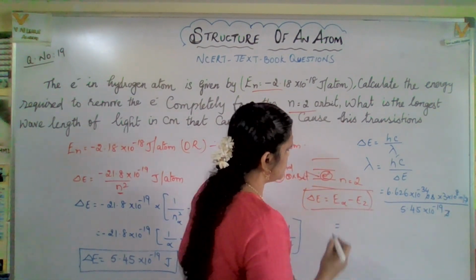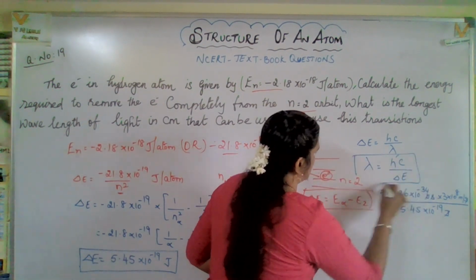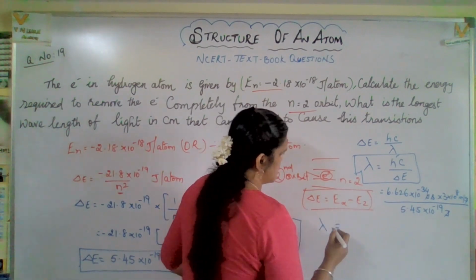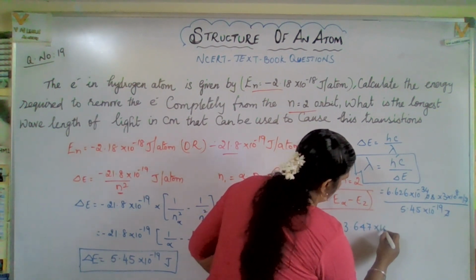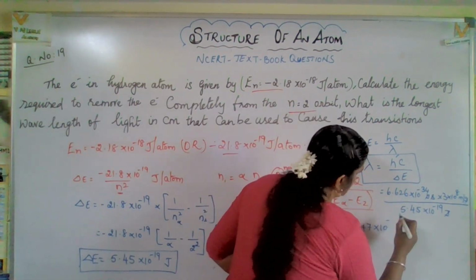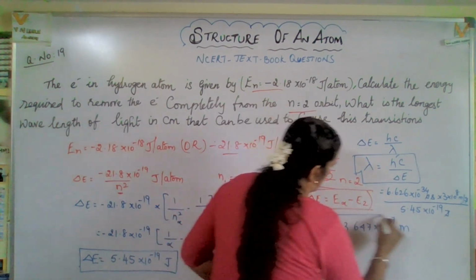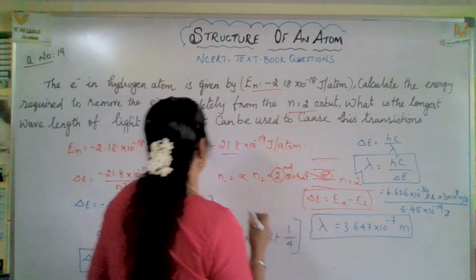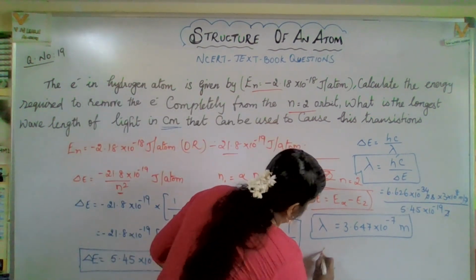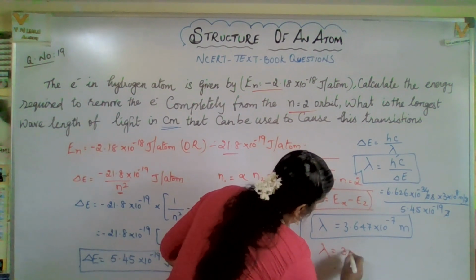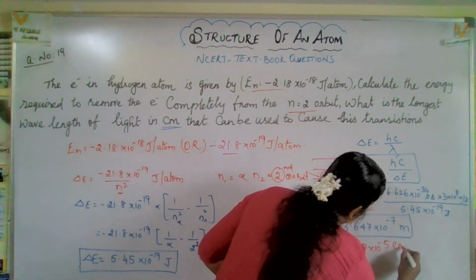So what is the value you will receive? Lambda is equal to 3.647 into 10 to the power of minus 7 meter. Here they provided meter only, so I just mentioned meter. But in the question, what are they asking? Centimeter. So here lambda is equal to 3.647 into 10 to the power of minus 5 centimeter.